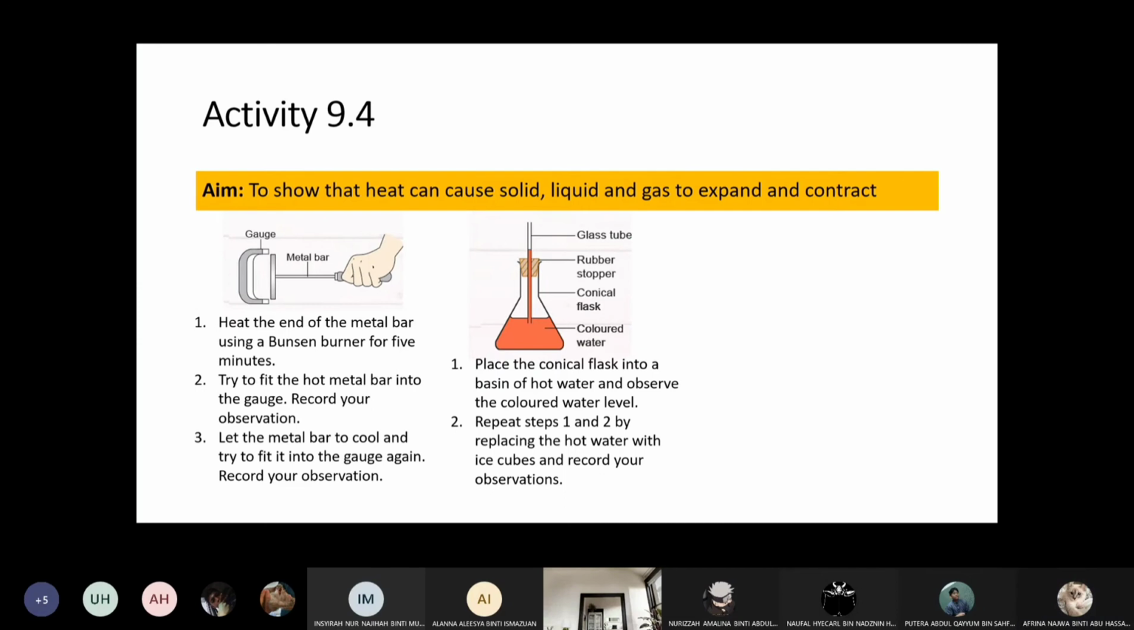Can you imagine it? Boleh bayang? Boleh. Okay. So what happened when you put the conical flask in hot water? What will you observe? The water level increases. Yes, you will observe the level of the colored water increases. Okay, very good.